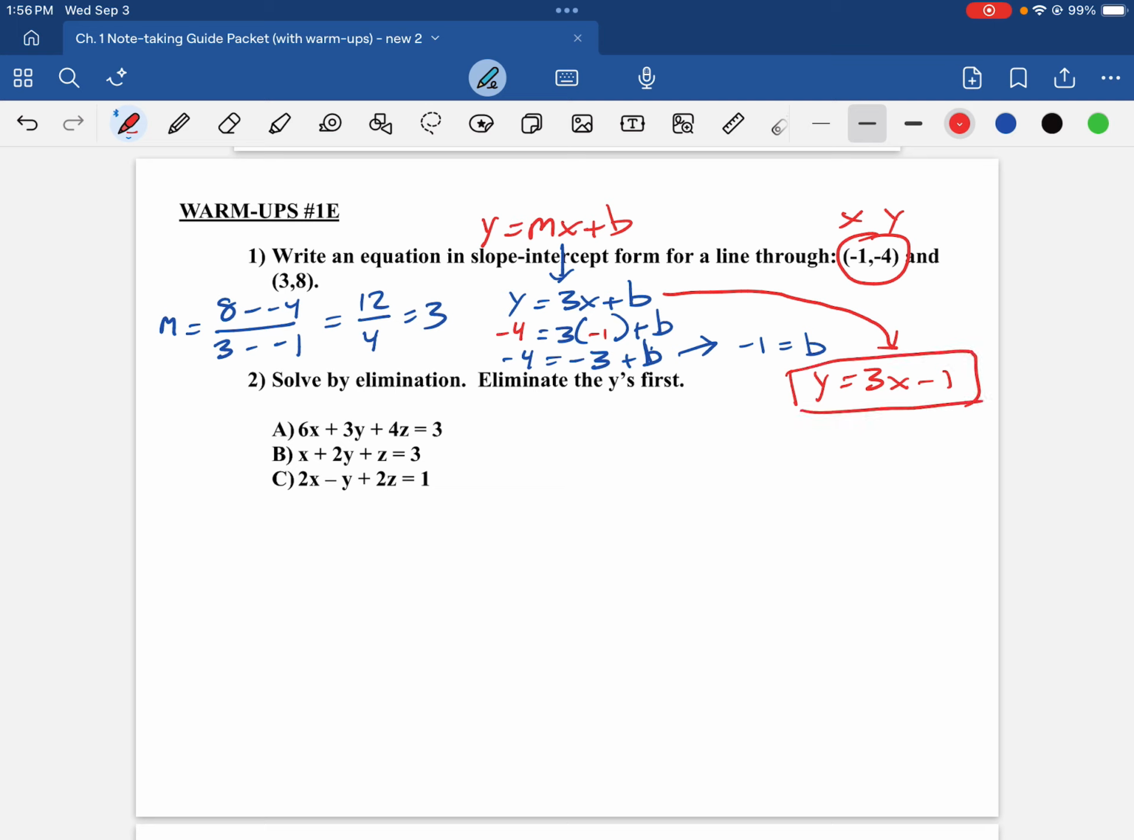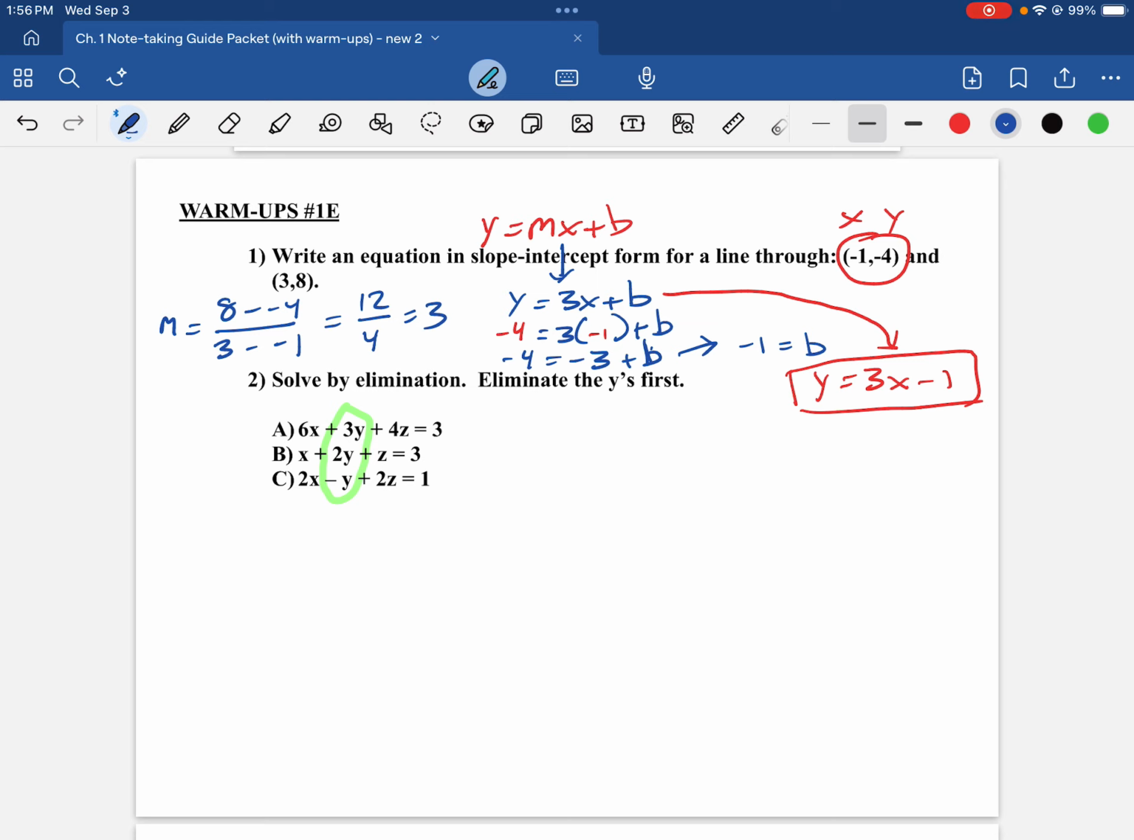Okay. All right, and then we've got a system of equations here. It says eliminate the y's first. You don't have to eliminate the y's first. I just put that in the warm-up so when students are following along, we did things in kind of the same order. But yeah, that's what I'm going to eliminate first.